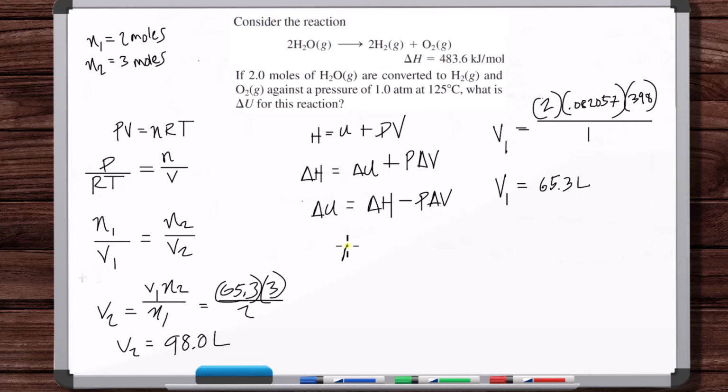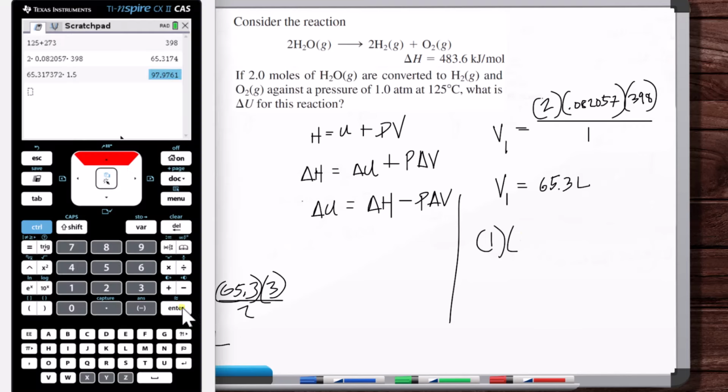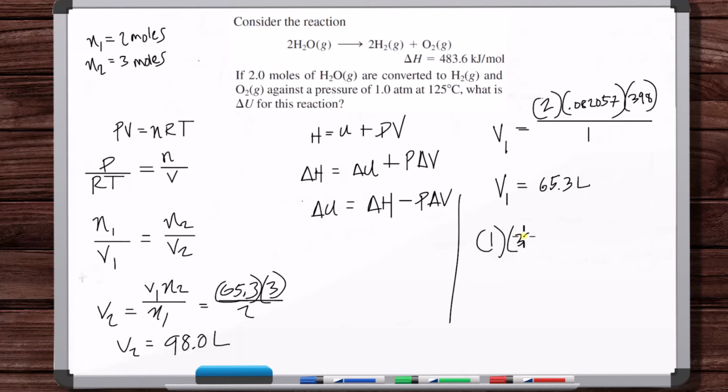Okay, so delta U is equal to, well, let's get P delta V first. P is 1, and delta V is V2 minus V1. So we take this minus this, 32.7. So 32.7 liter atmospheres. This is P delta V.